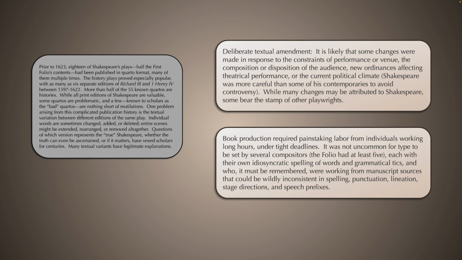Then there are sort of the accidental textual changes. Book production required painstaking labor from individuals working long hours, in poor conditions, probably with tight deadlines. It was not uncommon for type to be set by several compositors at once. We know that the 1623 Folio, which is a luxuriantly produced text, had at least 5 different compositors working on it at a time. And each one of them had their own idiosyncratic spelling of words and grammatical tics. And it's got to be remembered as well that compositors were working from rough manuscript sources that could be themselves wildly inconsistent in spelling, punctuation, lineation, stage directions, and even speech prefixes.